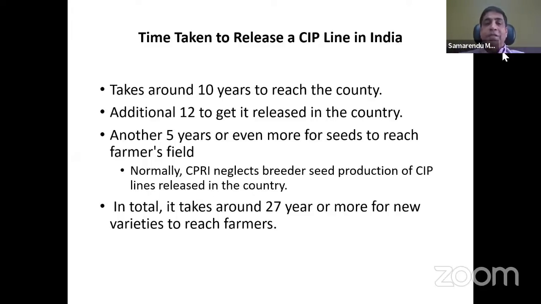I have done the calculations. It takes 27 years or more for a new variety to reach the farmers. 27 years is a long, long time for the variety to lose its value, actually. If it was developed for some particular abiotic resistance, 27 years down the road, that stress may not be there. So that variety has no value in terms of getting it released to the farmers.